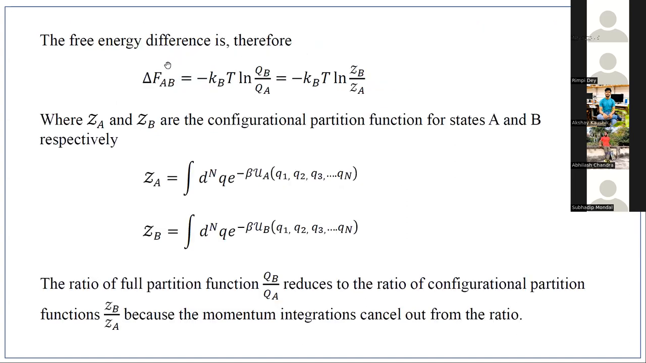Now the free energy difference can also be expressed as minus KBT ln ZB upon ZA, where ZA and ZB are the configurational partition functions for state A and B respectively. The configurational partition function ZA is equal to the integral of the exponential of the potential energy of state A, and similarly ZB is the configurational partition function of state B, equal to the integral of the exponential of the potential energy of state B.